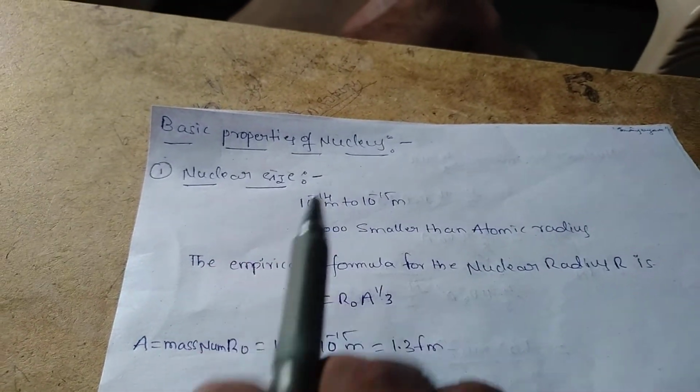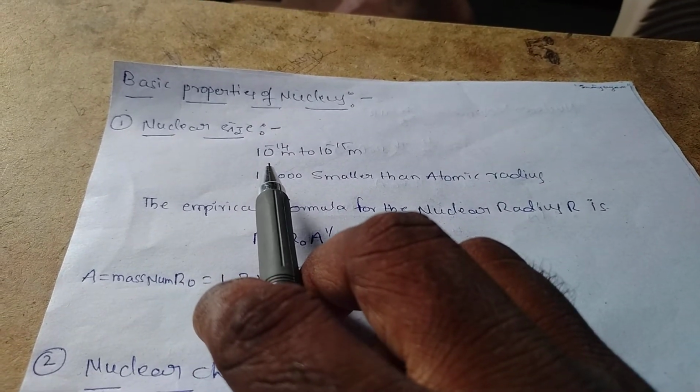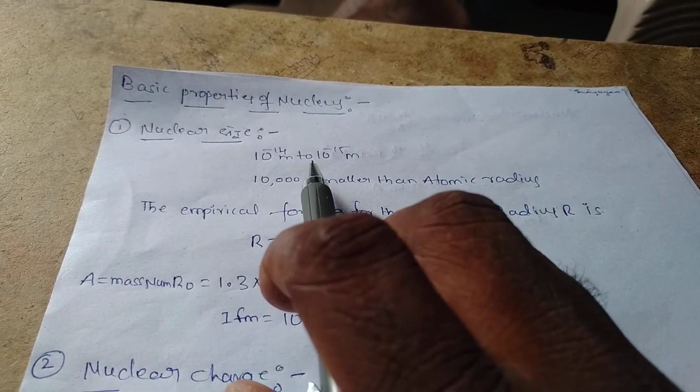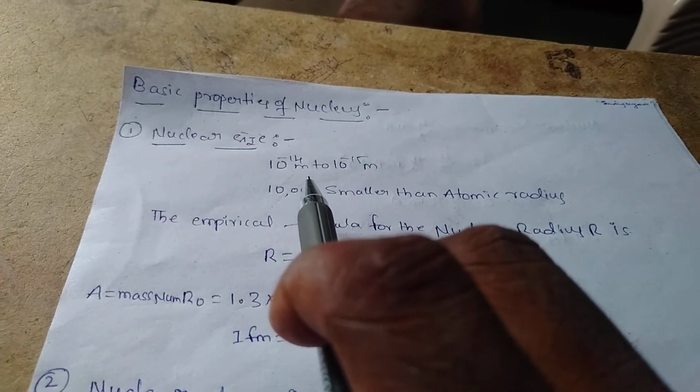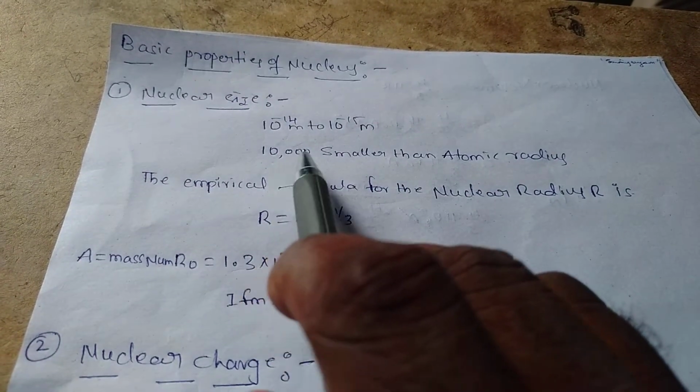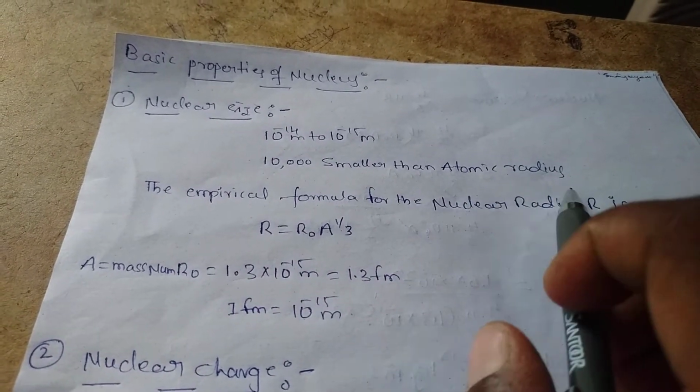That means the radius of atomic nuclei is in the order of 10 to the power of minus 14 meters to 10 to the power of minus 15 meters. The nuclear radius is 10,000 times smaller than the atomic radius.